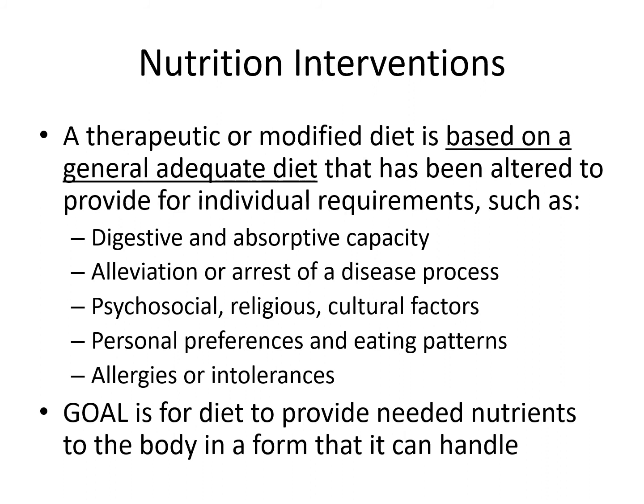So a therapeutic or modified diet starts with our generally adequate diet, and then this has been altered for an individual's requirements. So you start with the normal, regular food, and then we look at, does it need to be modified for digestive or absorptive capacity, alleviation or arrest of a specific disease process? Do we need to modify it for psychosocial, religious, or cultural reasons, personal preferences and eating patterns, and of course any allergies or intolerances? Our goal is for the diet to provide the needed nutrients to the body in a form that it can handle. So again, we want to maximize digestion, absorption, and of course improve nutrition status.